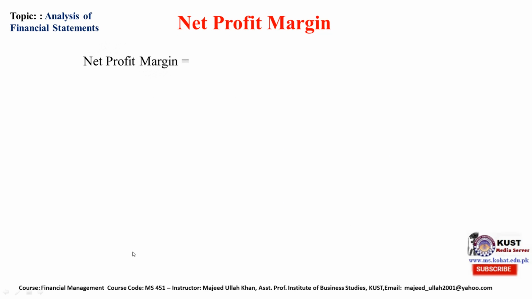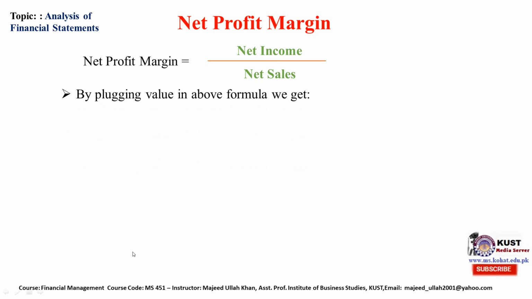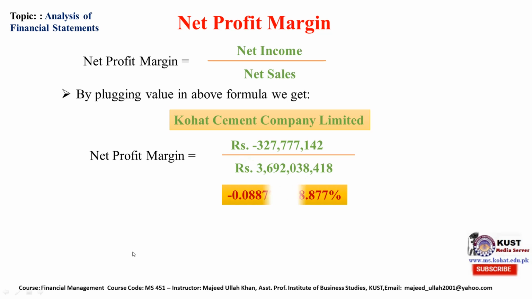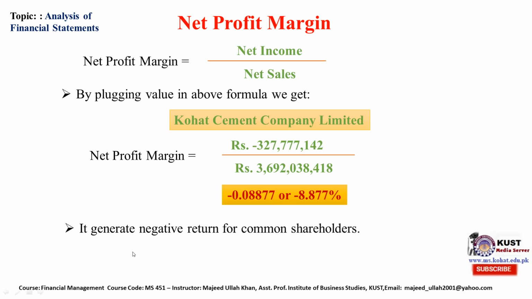Net profit margin. Net profit margin is equal to net income divided by net sales. Plugging values in the above formula from the Quartz Cement Company Limited income statement for 2010, we get the below figure. Since net income is negative, divided by sales, we will get a negative return. So the company generated a negative return for the shareholders because this net income is only available to the shareholder. All other expenses are covered. Then what is left is called net income, that is only available to the shareholder, which is negative.